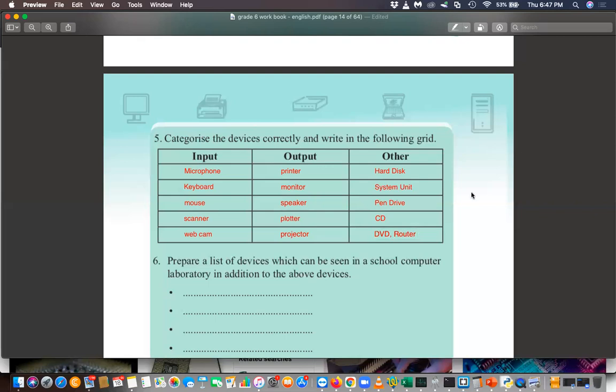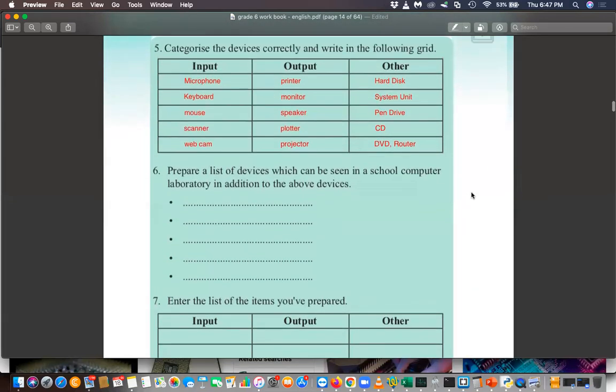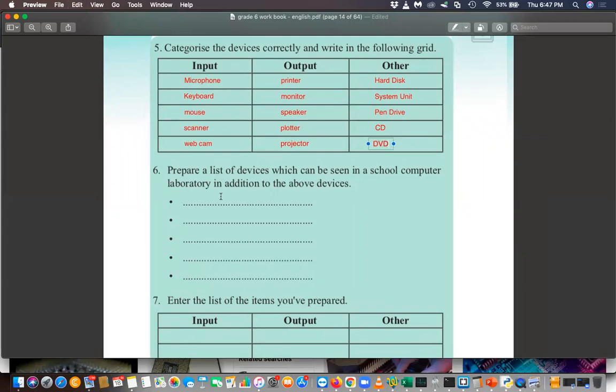So that is a very easy question. Prepare the list of devices which can be seen in a computer laboratory in addition to the above devices. What can you see in the lab in addition to this? Router, yes, I wrote this here, but let's erase it from here and add it to the new column. So this one's a router you can see in your computer lab. And you can see a network switch.